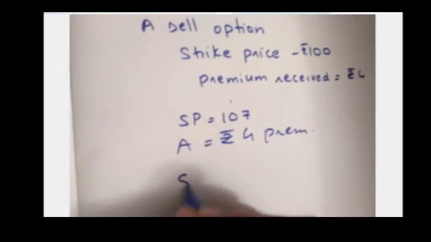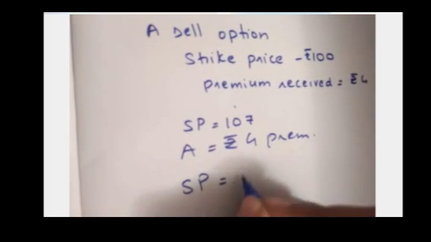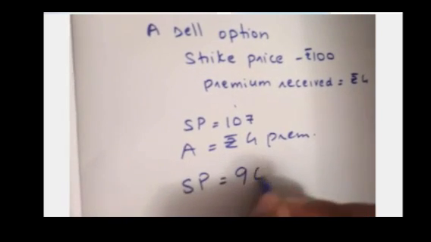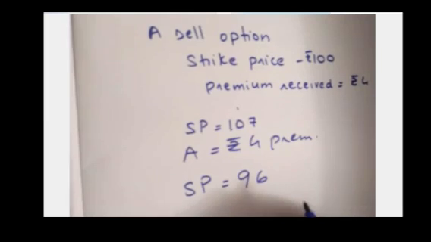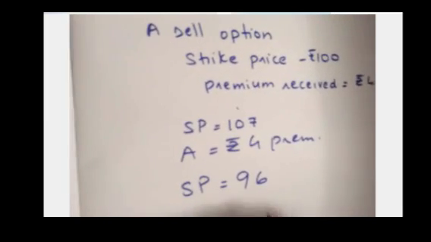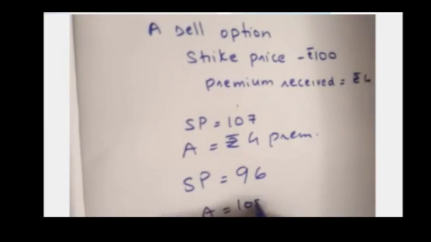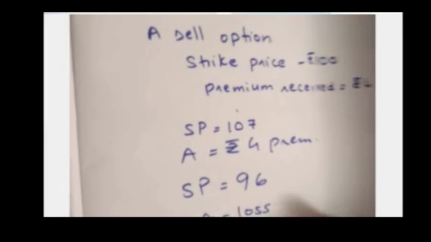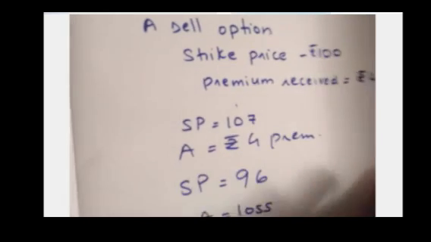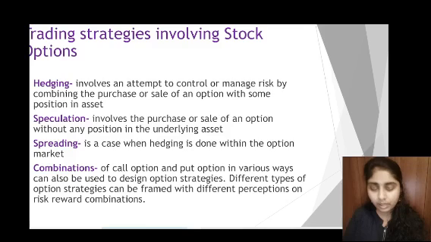Suppose the spot price came down to like 96, then the buyer will be exercising it and A will be having a loss. So that is how a short put option works. I hope everyone is clear with the long put, short put, long call and short call. Now we can move on to the next topic, that is trading strategies involving stock options.